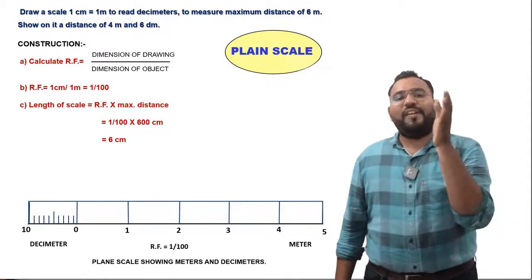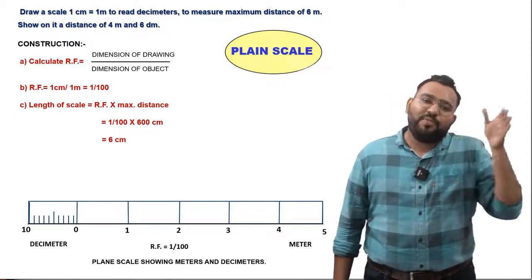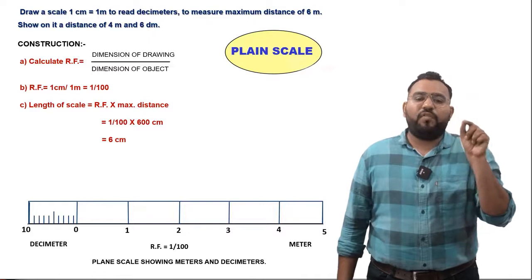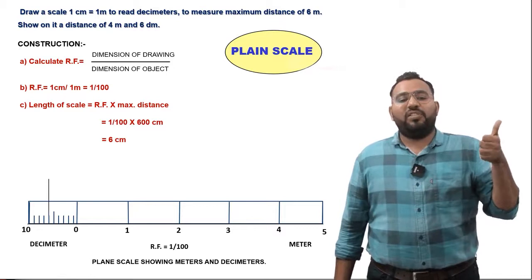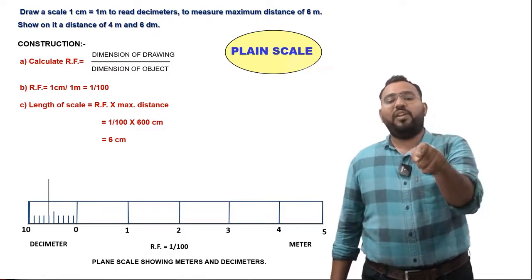So now first I will find 6 decimeter. So I have to go to the left side of 0. I have to find 0, 1, 2, 3, 4, 5, 6, and mark 6 decimeter, and from there I have to draw an extension line. So you can say that I will draw the extension line on the 6 decimeter.